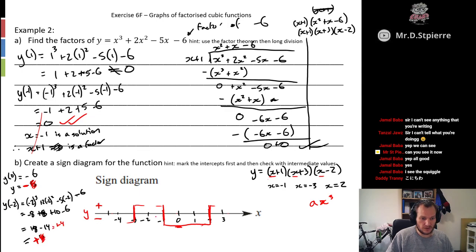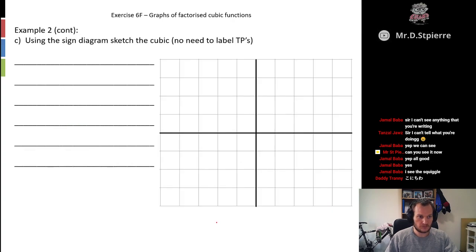So in between -3 and -1, our graph is going to be positive. Then it crosses, and from then on our graph is going to be negative, and off this end, it's going to be positive. So that is a sign diagram. It's telling us whether our y values are positive or negative and in what zones they're occurring. Then once you have that, you could use it to draw your graph. So, continuing the sign diagrams: using the sign diagram, sketch the cubic.